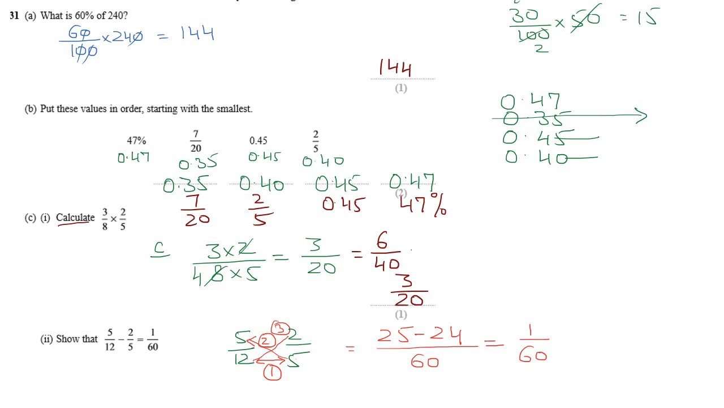For example, if you have a question 3 over 8 minus 2 over 9, 3 multiplications. 8 times 9 is 72. 9 times 3 is 27. 8 times 2 is 16. So that's how you write the answer.